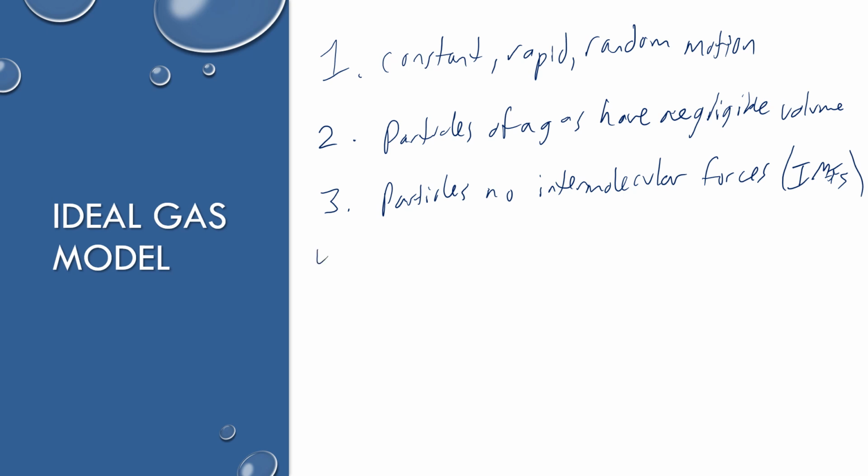And that leads us to number 4, which is that any collisions of an ideal gas, either with each other or with the walls of the container, are perfectly elastic. Perfectly elastic. And so that means that all kinetic energy is conserved. There's no loss of kinetic energy to other sources. So those are your 4 assumptions.